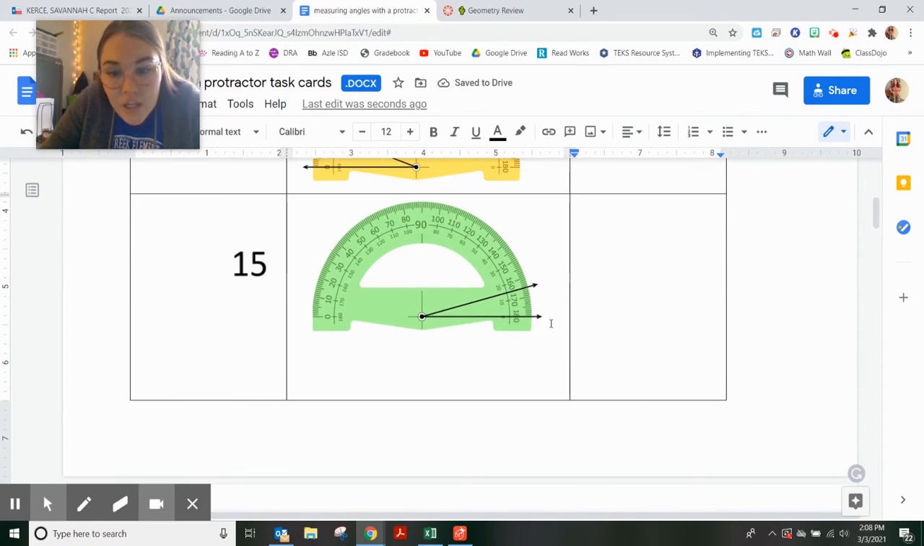Okay, let's take a look at this one. This side is perfectly lined up. Is this an acute, a right, or an obtuse? This is an acute angle. So we are not going to use the big numbers because, guys, an acute angle is smaller than 90 degrees. So if it's smaller than 90 degrees, I can't use the big numbers. I'm going to need to use the small numbers.